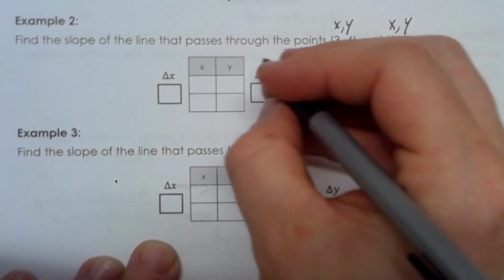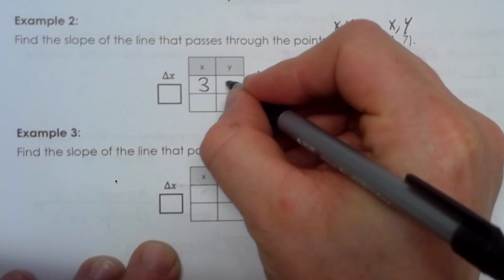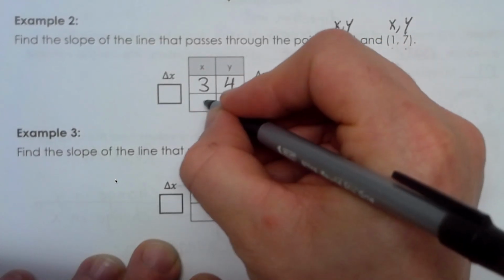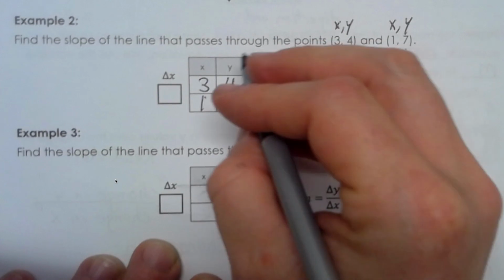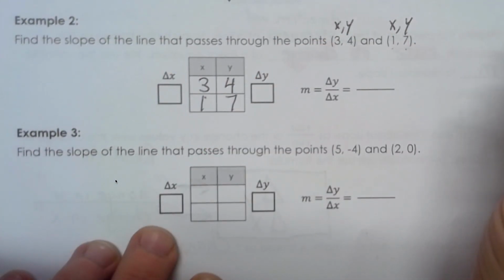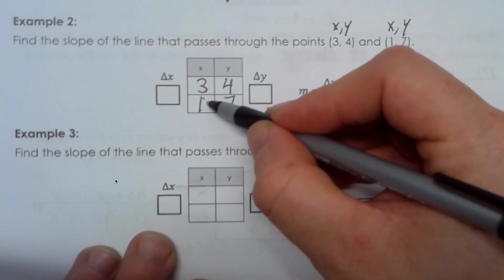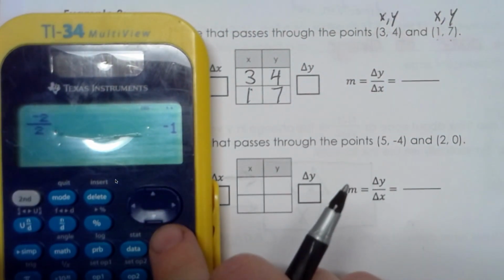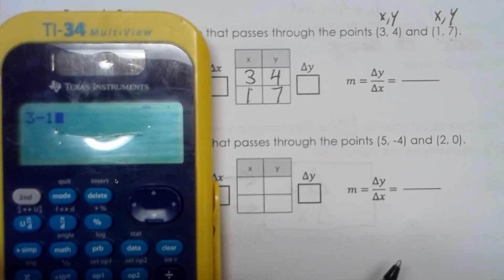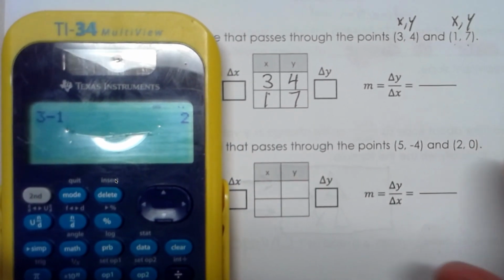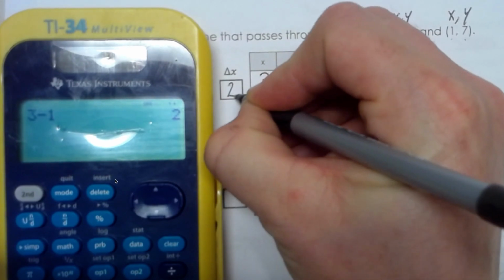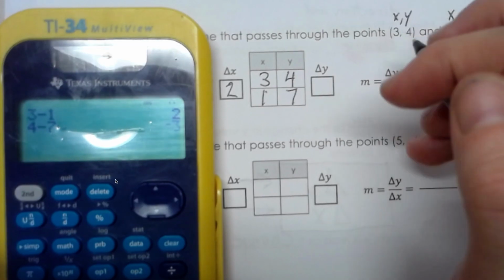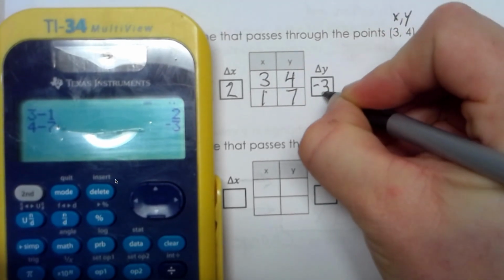The first point is 3, 4. So 3 goes in the x column, 4 goes in the y column. And the second point is 1, 7. 1 goes in the x column, 7 goes in the y column. Then we subtract to find the change in x. So subtract the numbers in the x column to find the change in x. 3 minus 1. I know we don't really need a calculator for it, but it's good to help if you struggle with those positive and negative numbers. 4 minus 7 is negative 3, so the change in y is negative 3.